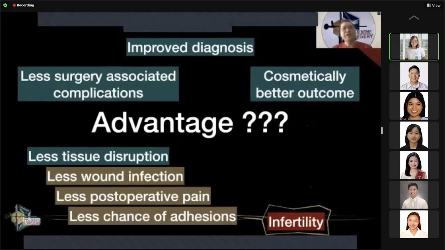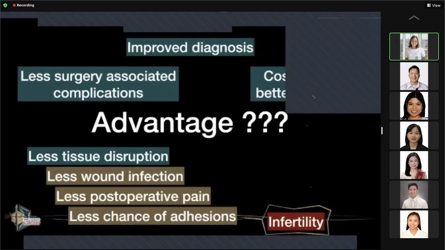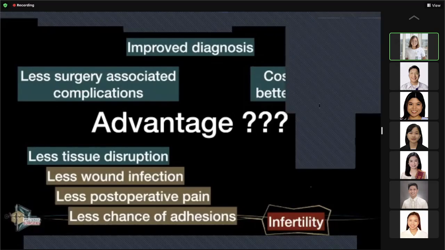So most open surgery would be complicated with atelectasis or pneumonia because of the long bed rest. The patients are bedridden. Sometimes patients develop deep vein thrombosis because of late ambulation. So for laparoscopy, all of these are actually lessened. You have early ambulation, early return to work, early feeding.